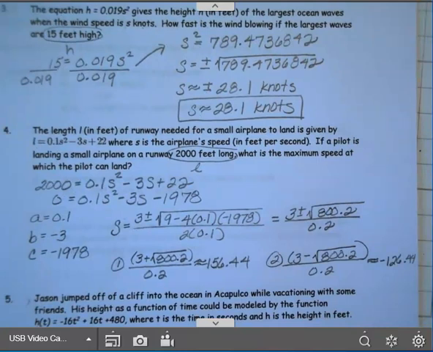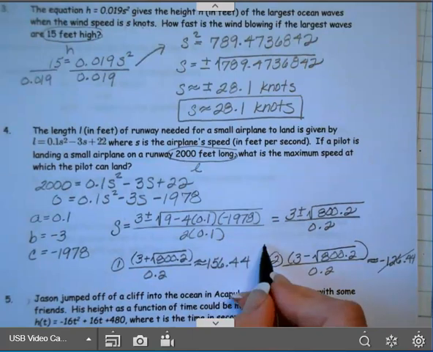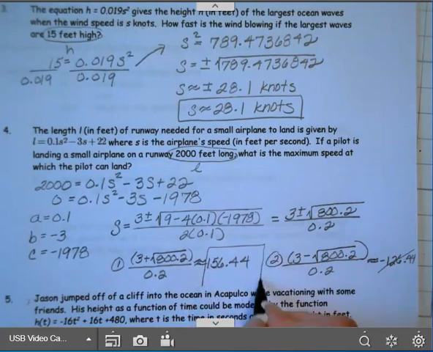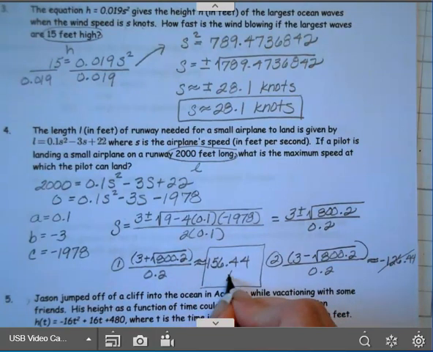And for this one, it doesn't make sense to have the negative answer. So here is going to be your answer. And let's go ahead and look up our units on that, which were feet per second.